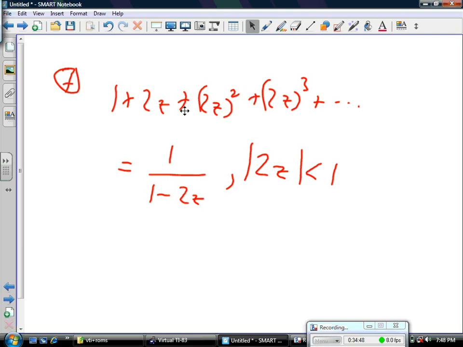All right. So if you graph this mess and you graph this mess, they're going to look the same, only on this domain. That's the point. Notice what this domain is. It says that 2z is between negative 1 and 1. So what does that mean z is?